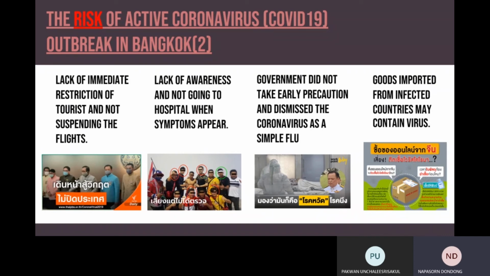Next, goods imported from infected countries may contain virus. If the person who packs the product is infected and coughs onto the package, then the package may be virus contaminated. The virus lives on dry surfaces at room temperature for about 1 week. In this case, it has a rare chance of occurring and it causes minor damage, so the risk analysis is low.